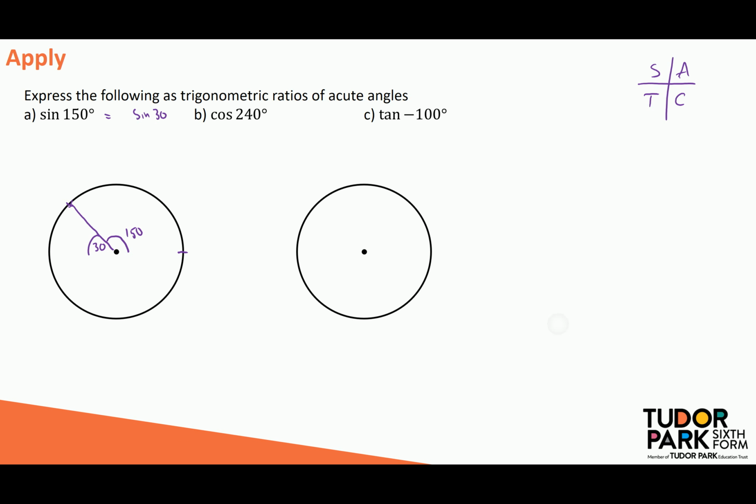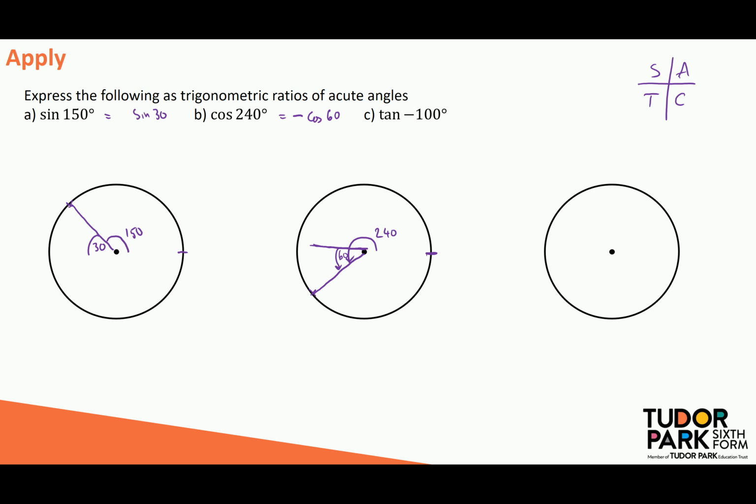Cosine 240, so again I start from 0, I'm measuring round through 240 degrees, that takes me to this point here, so that's 240. I want that as an acute angle, so that then means that I think past 180 I've gone 60 degrees. And I'm thinking here about cosine. So this is going to be the same as cosine of 60. But here, remember, cosine will be negative. So cosine 240 is the same as minus cosine of 60. And again, we can think about this in terms of cast, because we know the only trigonometric ratio that's positive in the third quadrant will be tangent.